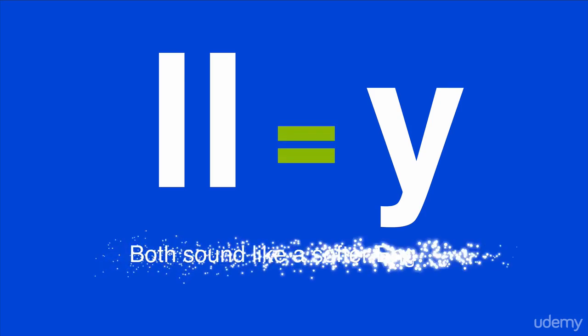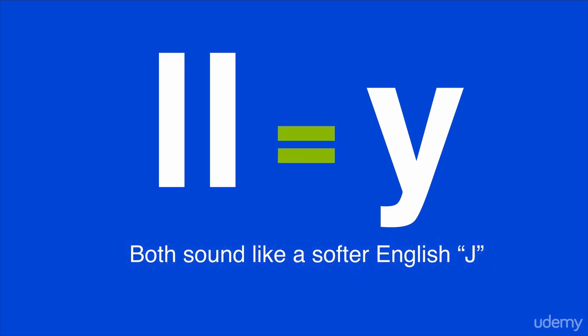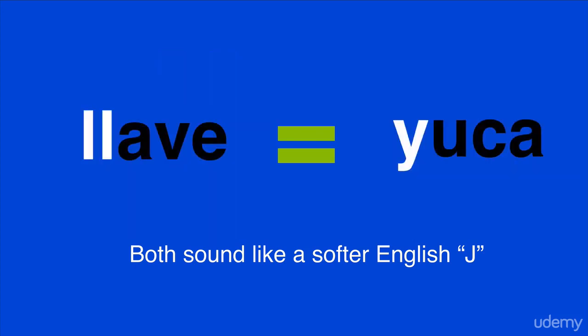The Y sounds just like the double L in Spanish. Both sound like a softer version of the letter J in English. Some examples are llave, yuca.